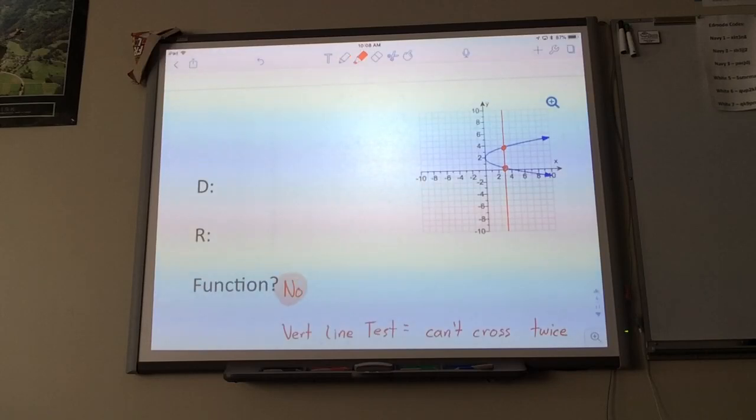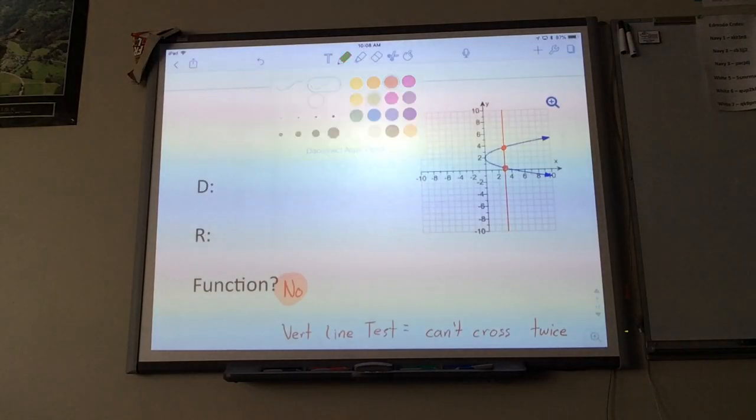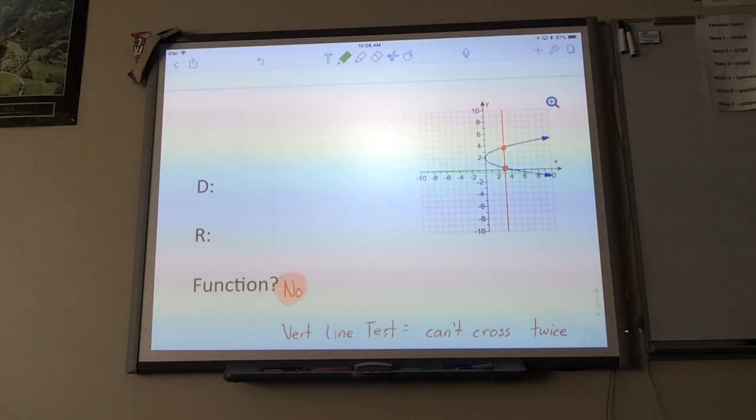Okay, this is where people have a little bit of trouble. The domain and range of this. Domain is our x values. So what we want to do is write down which x values are covered by a line. So which x values have a line above or below it? The x value is this axis, right?